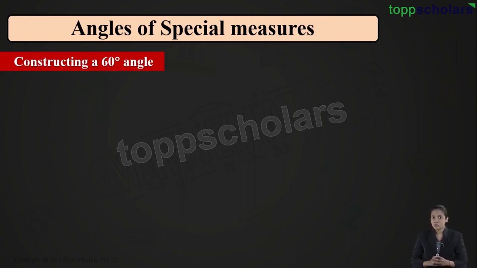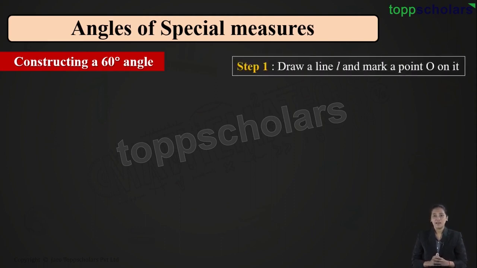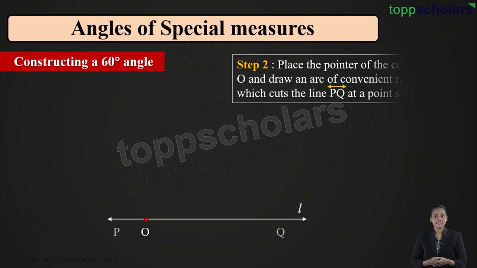So how to do it? Let's do it together. Step 1. What is the step 1? Draw a line L and mark a point O on it. So let's draw a line, which is L, and mark a point O on it. The next step, what we have to do is place the pointer of the compass at O.